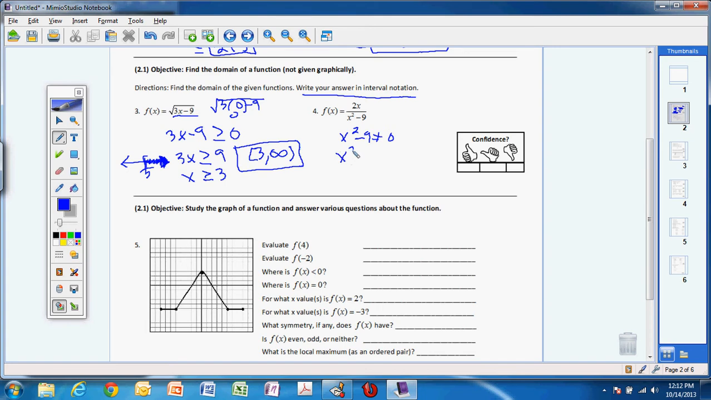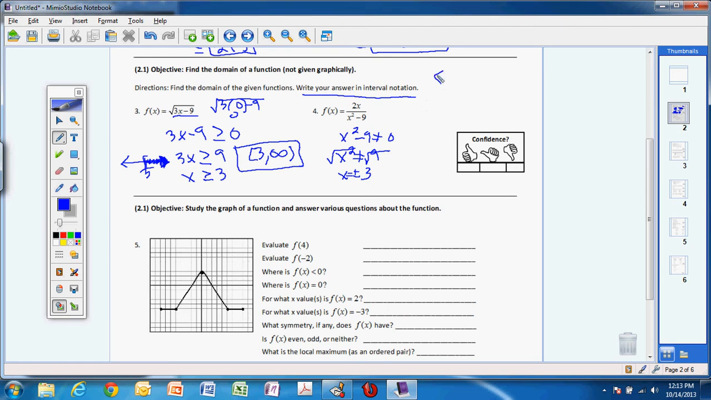So simplifying, all we're going to do is add 9 to the other side. So we're going to get x squared is not equal to 9. Then from here, taking the square root of both sides to get x by itself, we're going to get x is equal to plus or minus, because when I take the square root, remember we have that plus or minus. Square root of 9 is 3. So from here, I'm going to write it up here.